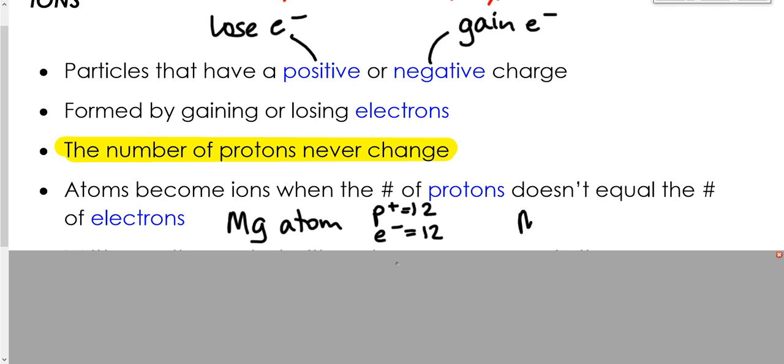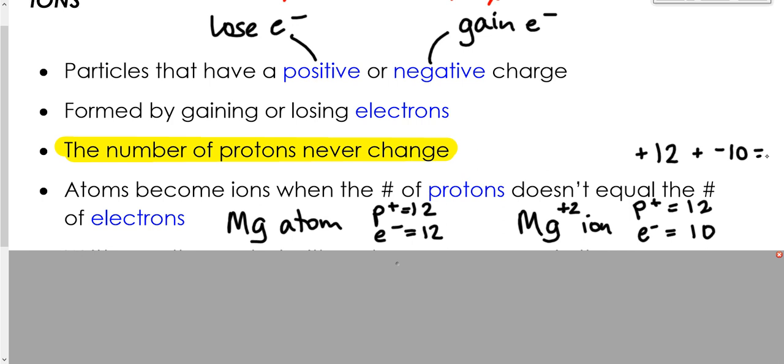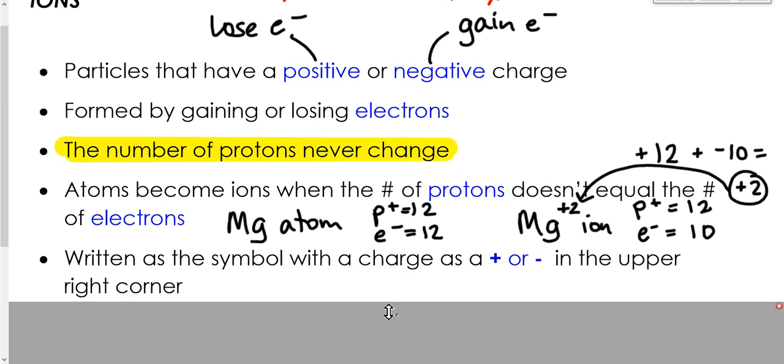If I have a magnesium ion, let's say it's +2 up here, that would be where my protons and my electrons don't equal each other. The protons are still 12 because it's magnesium. But in this case, if this is a positive charge, I've lost 2 electrons. So I've got 10. One way to think of this is I have 12 positives plus 10 negatives, and that will add up to a +2. And that's what my charge is here. We write this charge as a plus or a minus in the upper right corner, like I did with the magnesium.